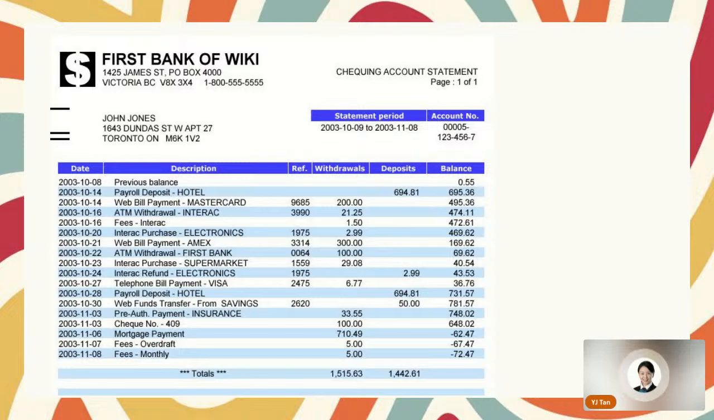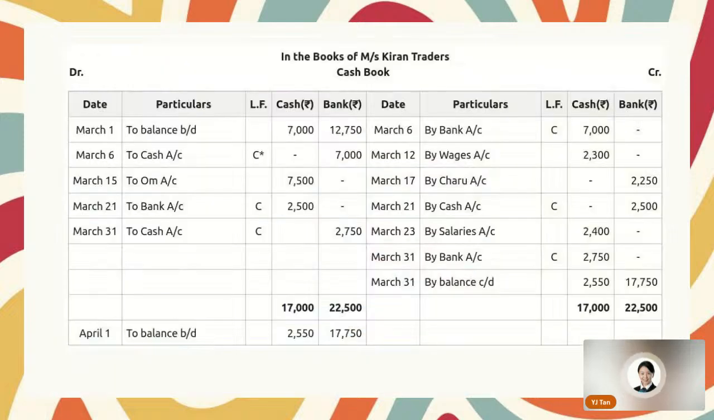All right, let's have a look at how the cash book looks. This is another company, don't mix it up with John's company just now. This is a company called Kiran Trader. This is a cash book, with debit and credit, left and right. There is a balance carried down on the 1st of March. A balance of 7,000 in cash in hand, and then there is a bank balance of 12,750. So this company is quite rich, there is some balance.